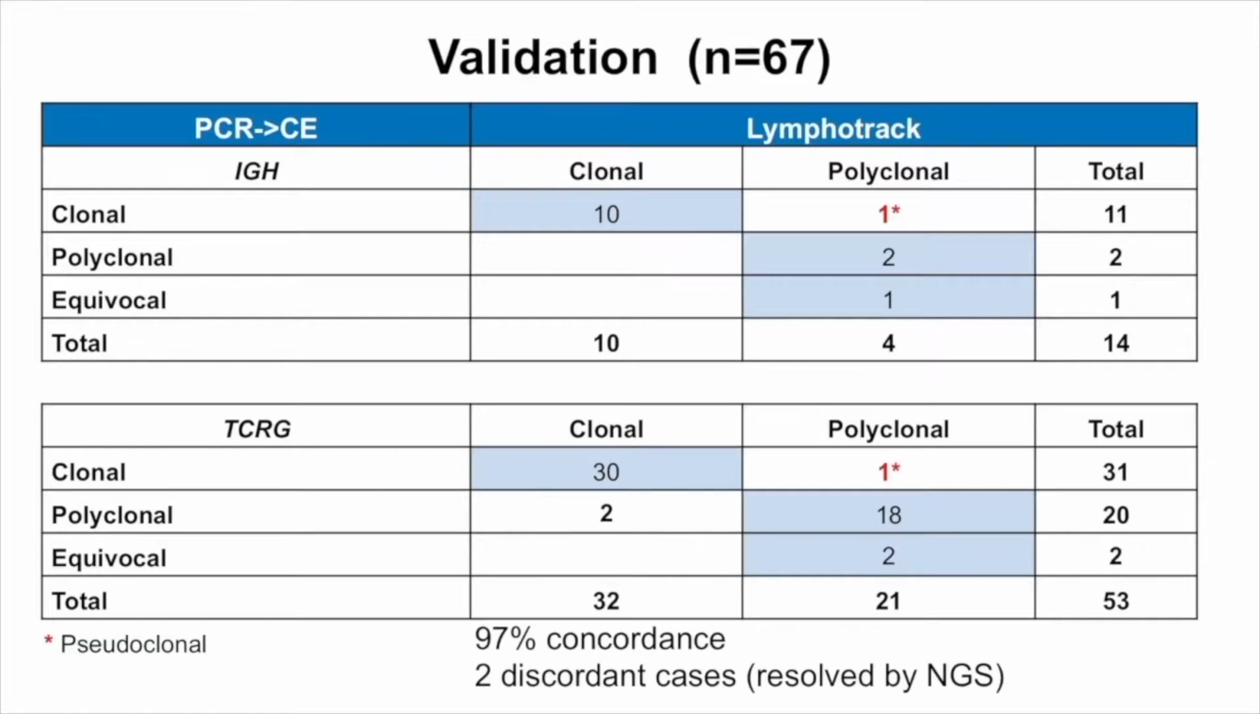This is the summary of the validation for the 67 samples. And as you can see, there is a very good correlation between the CE assay and the LymphoTrack. For IGH, we had 11 samples total that were clonal. 10 of them were clonal with the LymphoTrack assay out of the 11. And these that you see here that are the outliers were actually the only two discordant cases, this one for TCR gamma, this one for IGH.